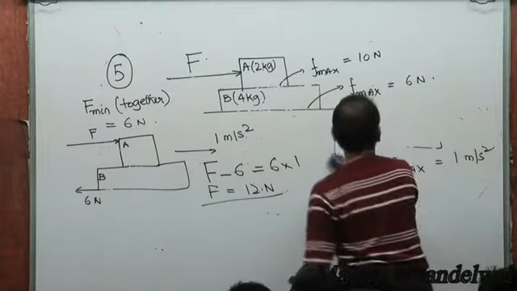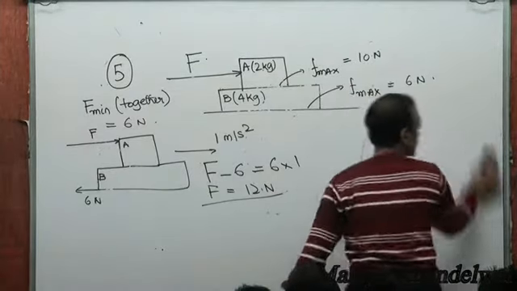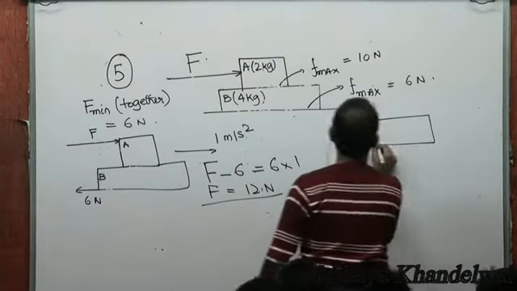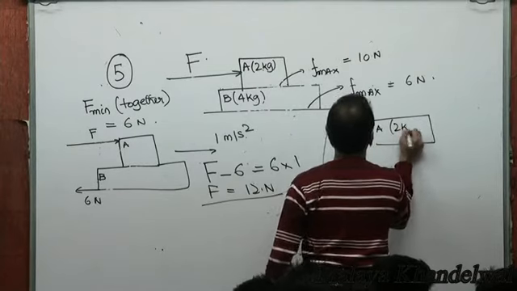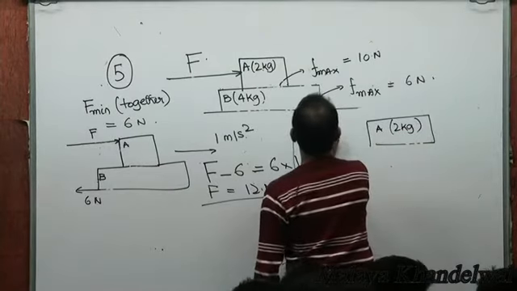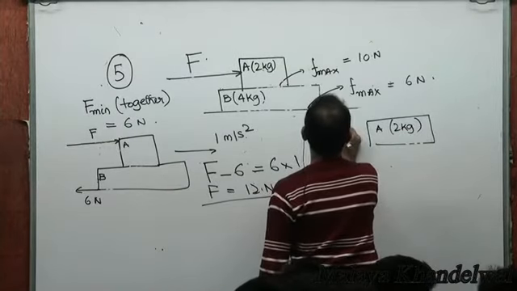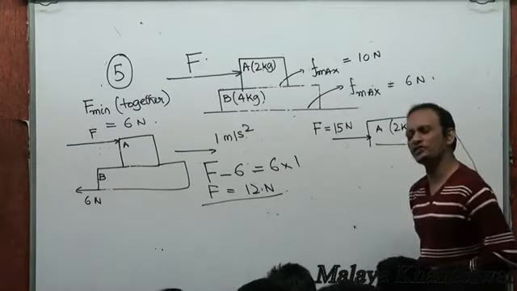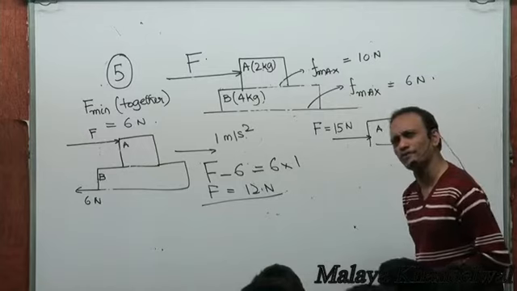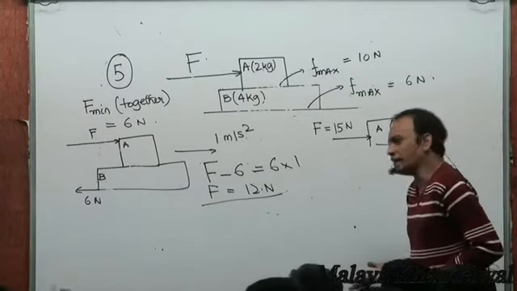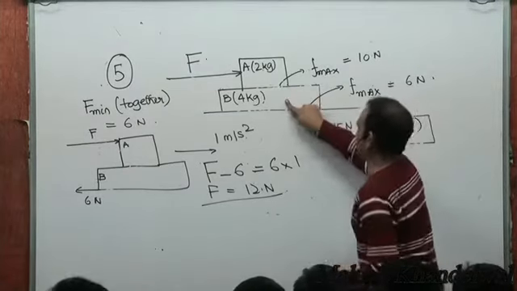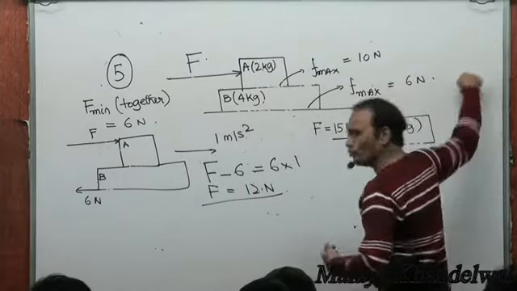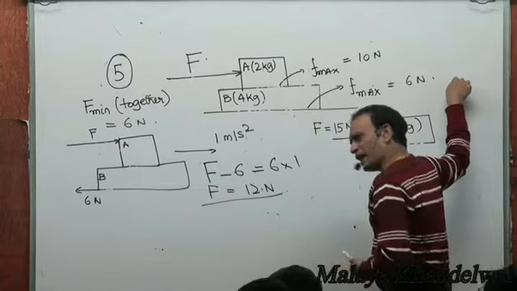Now beyond F equal to 12 newtons, say F greater than 12 newtons, say F equal to 15 newtons. What happens to the frictional force between A and B after F equal to 12 newtons? Remains 10 newtons. A will continue to exert on B a rightward 10 newtons. B will continue to move with 1 meter per second squared, and so on and so forth.